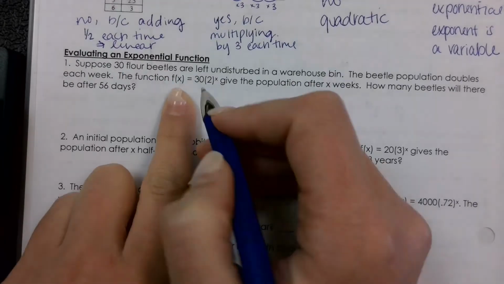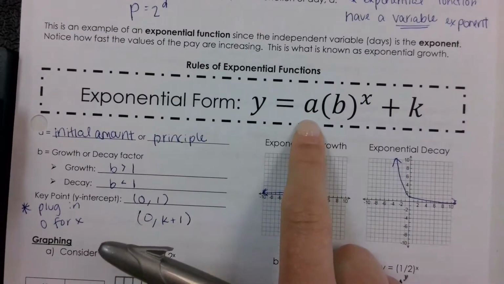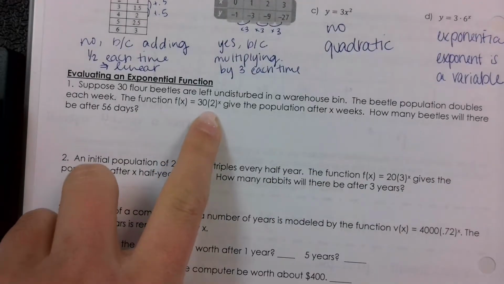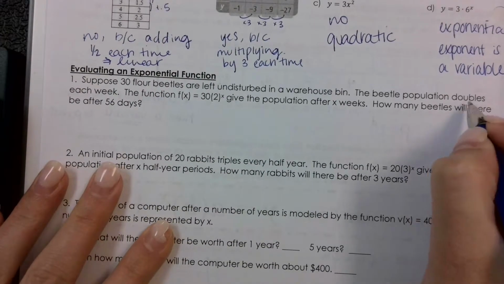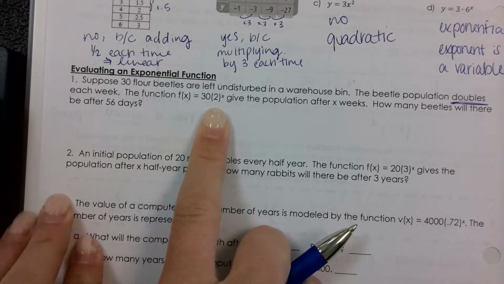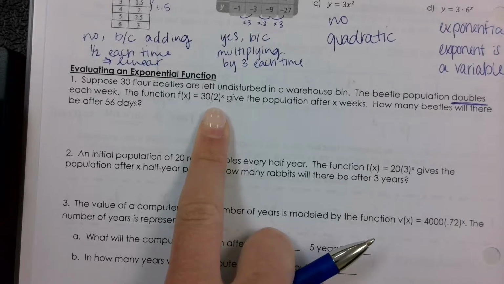So that 30, that a value up front, do y'all remember the a that we were talking about back here? That's what you started with. So we started with 30 beetles right there. And then 2, that's your growth. So we know that it's doubling. So anytime they say doubling, that means your number inside parentheses has got to be 2. What if they said tripling? What do you think it would be? 3. Quadrupling. Does that make sense?